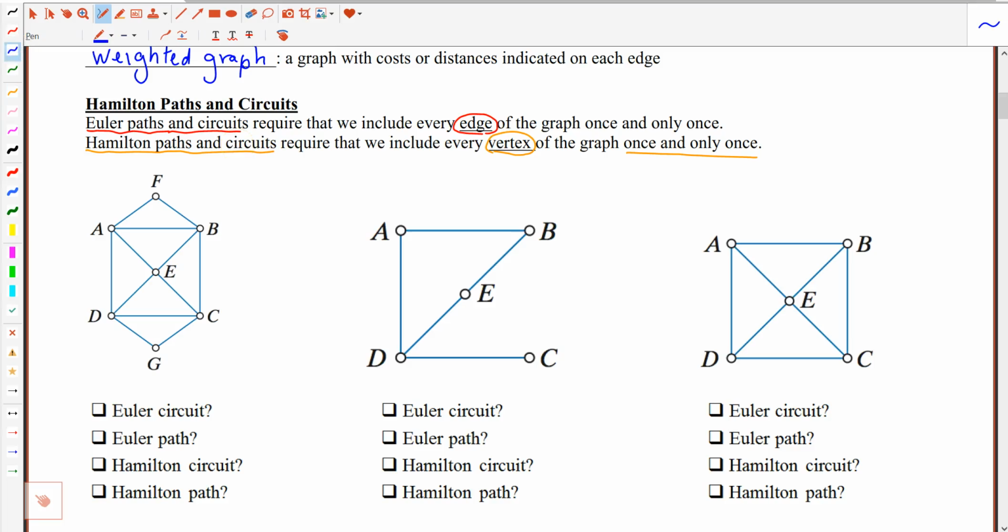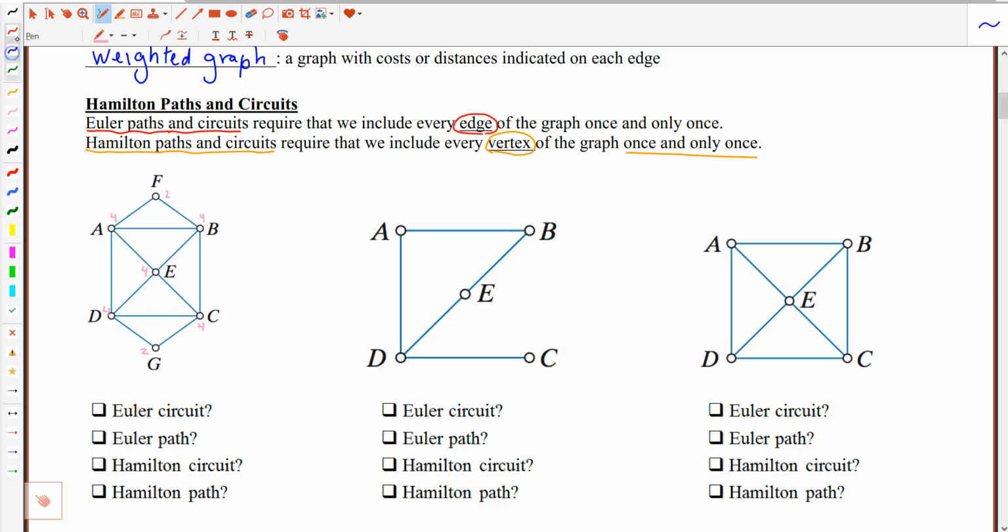Now let's compare and contrast Euler ideas with Hamilton ideas just to help us designate what's different between these two. So first off, in this graph right here, is there an Euler circuit? As a reminder from Euler's theorems, an Euler circuit exists if all of the vertices are of even degree. So I'll come through here and record the degree of all these vertices. This guy has degree 2, this one has degree 4, that one has degree 4, this one has degree 4, that one has degree 2, this one has degree 4, and that one has degree 4.